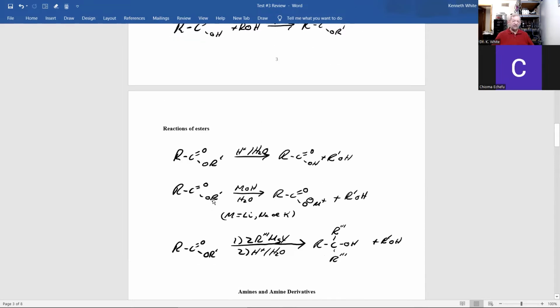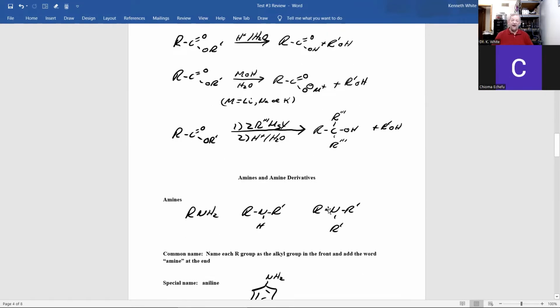Now, reactions of esters. If you take an ester and react with acid and water, you'll get back the alcohol and the carboxylic acid you would have used to make that. Now, if you take an ester and react with base, where a base can be a lithium, sodium, or potassium hydroxide in water, you'll get the carboxylate anion of the carboxylic acid, because you're in base, and that carboxylic acid up here forms the carboxylate anion, but you do get the alcohol also, two things.